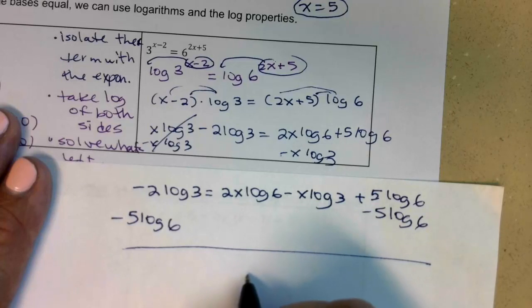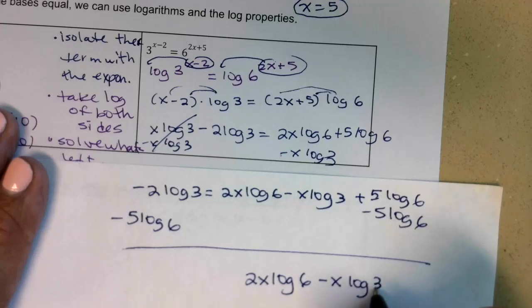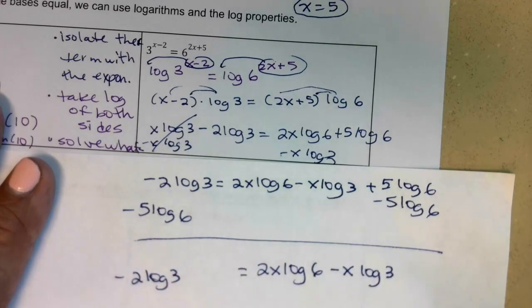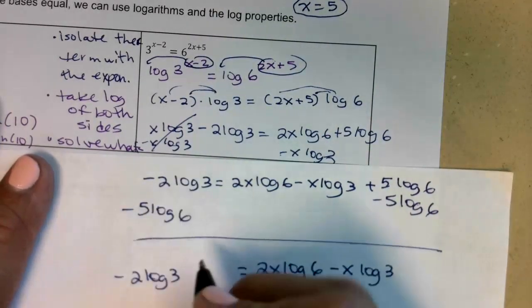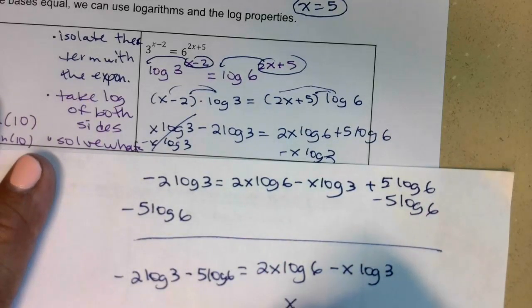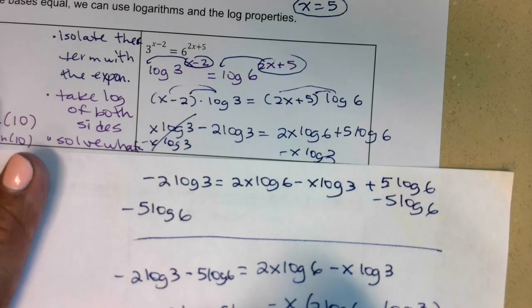Okay, another regroup then. So now I have 2x log 6 minus x log 3. And then on my left side, I have negative 2 log 3. Are those really both negative? No, I don't think they're both negative. Oh, I guess they are. Okay. Minus 2 log 3 minus 5 log 6. We're going to factor the x out of both terms on the right. So x comes out. I leave behind 2 log 6 minus log 3 equals negative 2 log 3 minus 5 log 6.